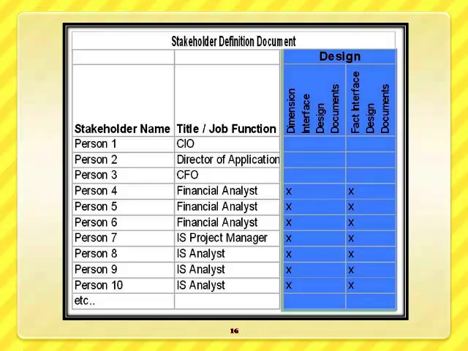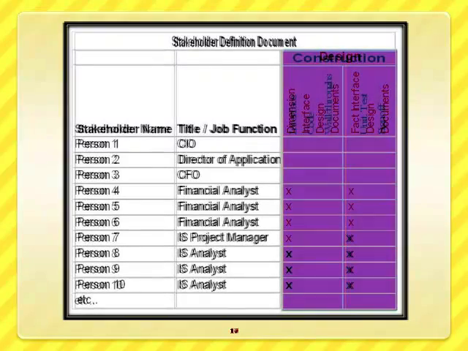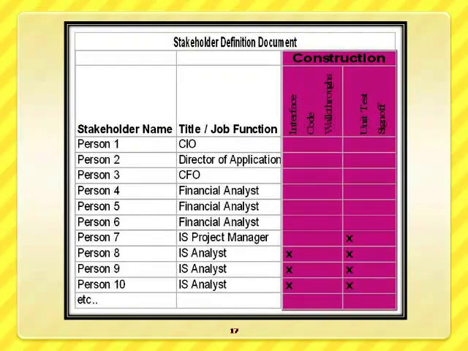Similarly, for the design stage, design is mostly a technical job. Therefore, the top people need not be involved. Functional analysts, financial analysts, information system project managers, IS analysts, these are the people who need to be involved in the project. Similarly, construction is again a pure technical job, therefore only the information system analysts are involved in this case. Testing: while testing the system, we need to involve again the technical people as well as the business people, therefore we will involve some of the financial analysts, project manager and system analyst. So when we define the stakeholder definition statement using this matrix, similarly in the implementation plan, the top people need to be involved, therefore roles are defined for these two as well.